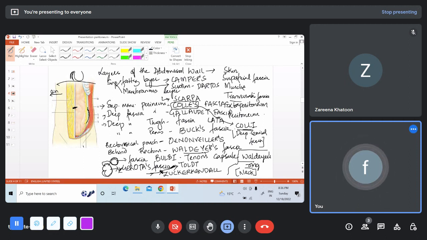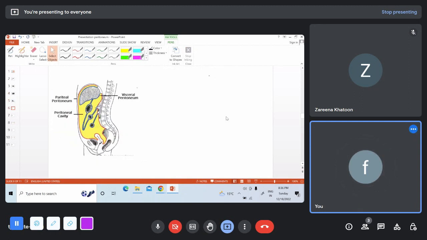Then we have the extraperitoneal tissue and then the peritoneum. So we'll study the peritoneum in the next slide. Coming to the peritoneum.